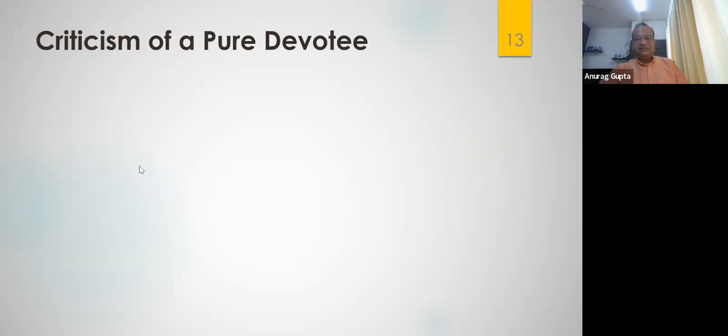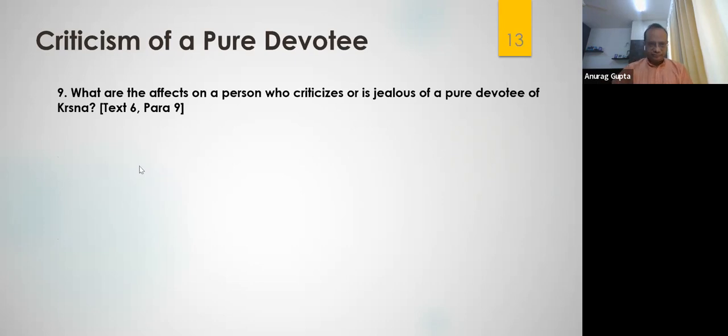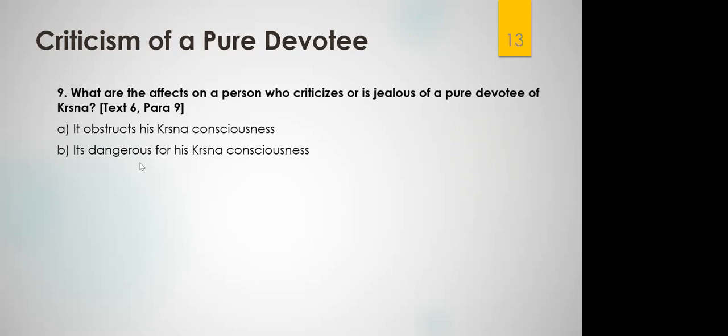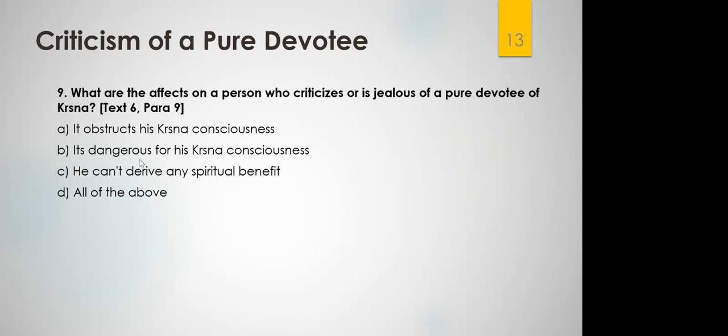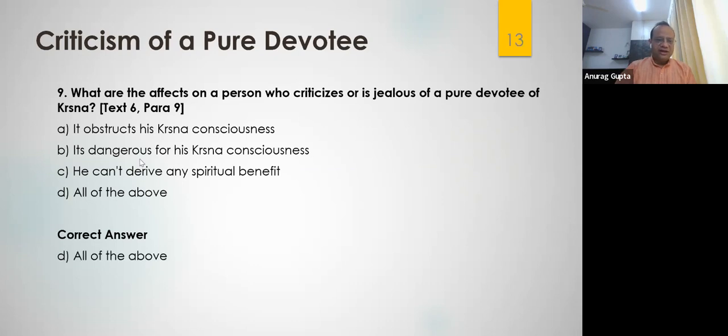Go to the next one. Criticism of a pure devotee. What are the effects on a person who criticizes or is jealous of a pure devotee of Krishna? Now comes a point where we need to be careful, what we should not do when we are associating with a pure devotee. It obstructs his Krishna consciousness. It's dangerous for his Krishna consciousness. He can't derive any spiritual benefit. All of the above. So what is the answer? All of the above. Yes, very nice.